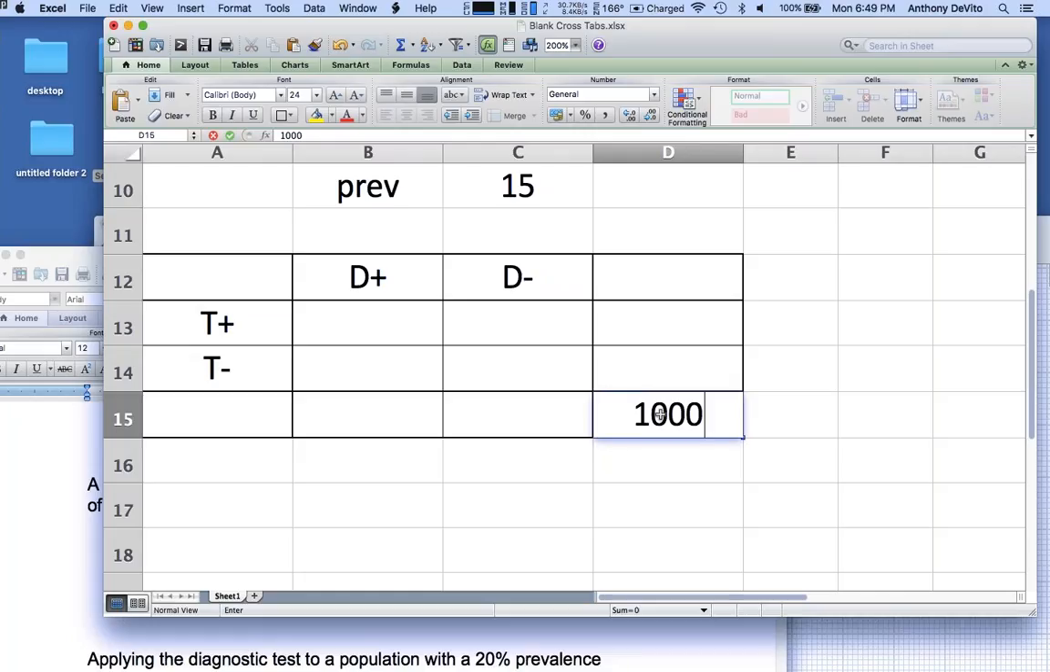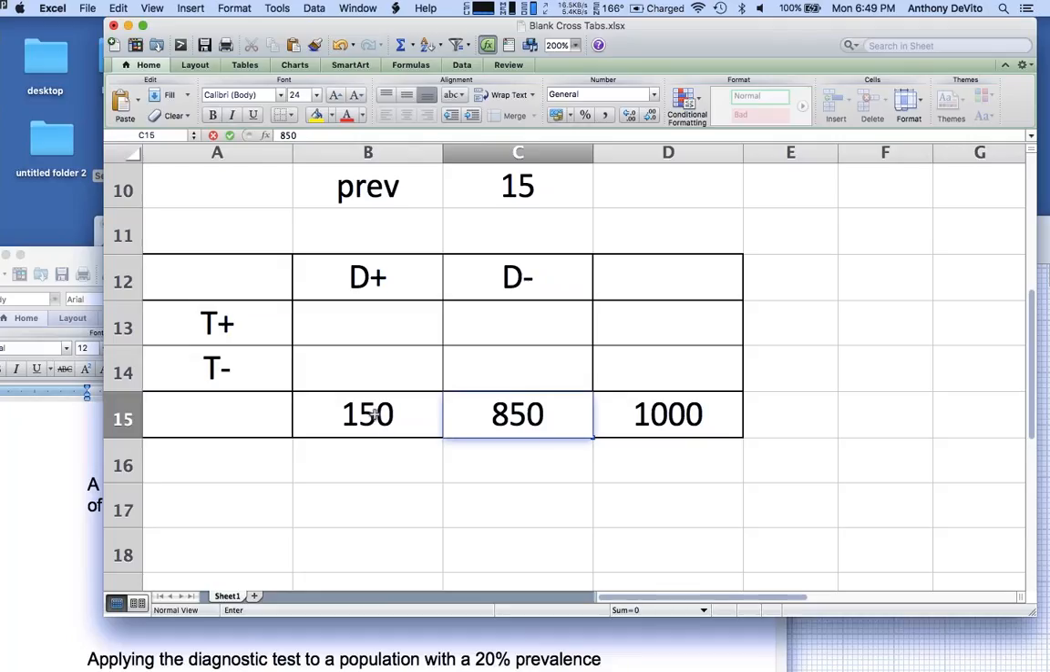If the prevalence is 15%, how many people have the disease? 150, right? 15% of the population has the disease, so 150. How many people would be negative in that population? Don't have the disease, don't have the allergy. 850. Okay, everybody comfortable with that?